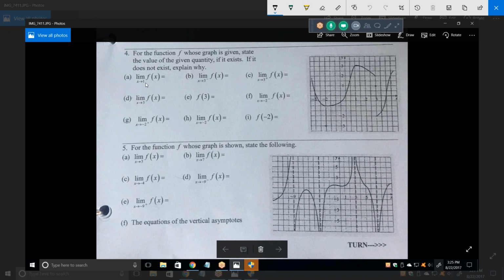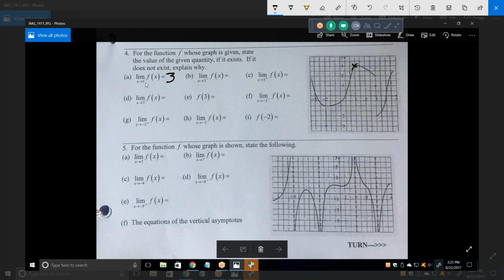What's the limit as we approach 1? 1.75. What's that value right there? 3. Is it 3 from the left and 3 from the right? Yes. Okay, so that limit is 3.